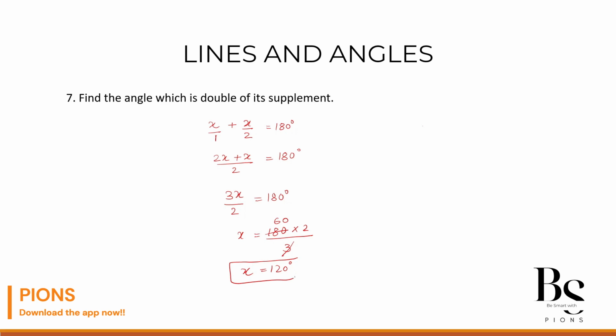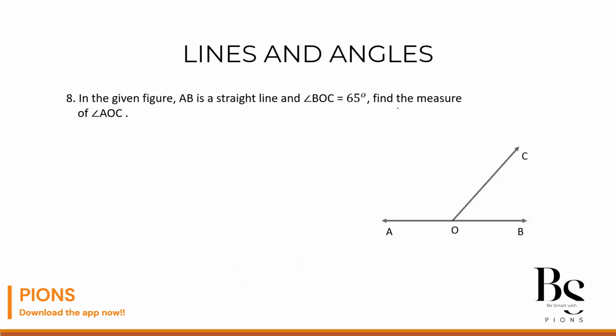Let's see the concept of what the question is saying. So find the angle which is double of its supplement. So if we find the supplement of 120 degree, let me remind you, supplement of 120 will be 180 minus 120, and that is 60. And we know that 120 is double of its own supplement, which is 60 degree. Hence, it satisfies our condition, and the answer here is 120 degree. 120 degree is the angle which is double of its own supplement. Let's move to question number 8.